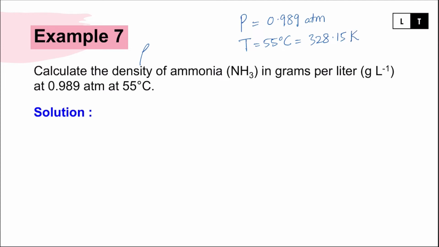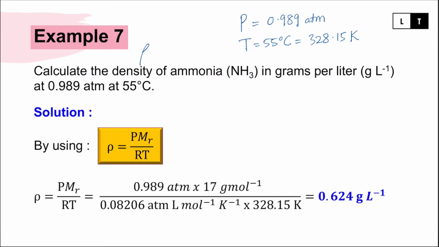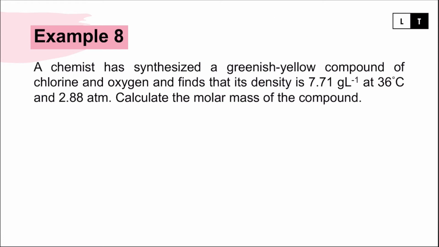And then, macam mana saya nak dapatkan density daripada this question? I will use this formula, di mana I put all of those, and you have to find out the molar mass for NH3. Ini kita dapatkan daripada RAM table. And then, masukkan value untuk gas constant. Ini yang paling standard kita guna. Darab dengan temperature in Kelvin. I will have my density is 0.624 gram per liter. So, very easy. Next one, let's try example 8.